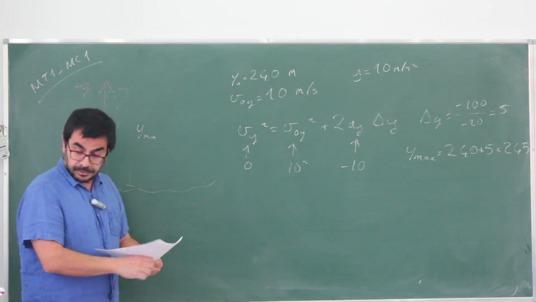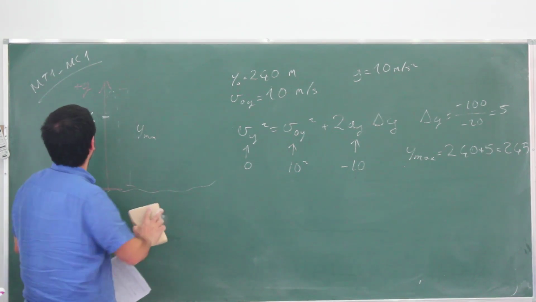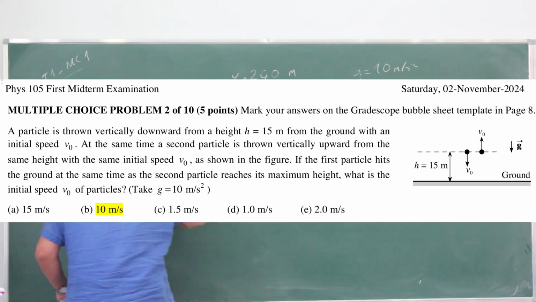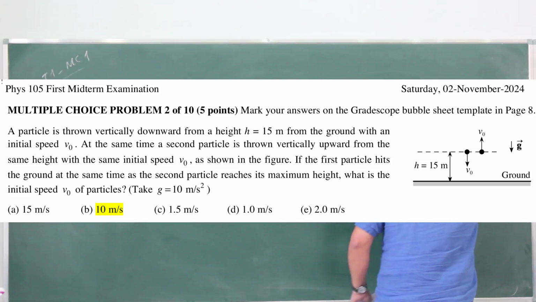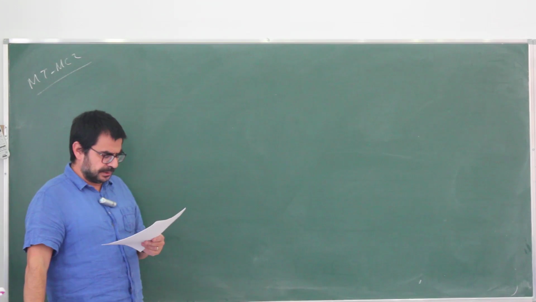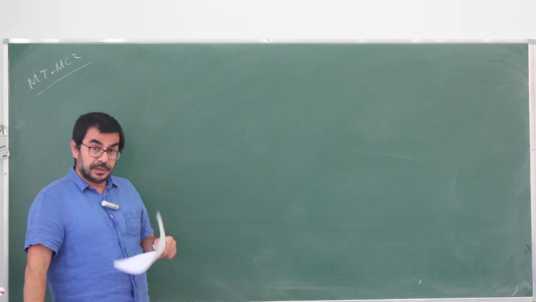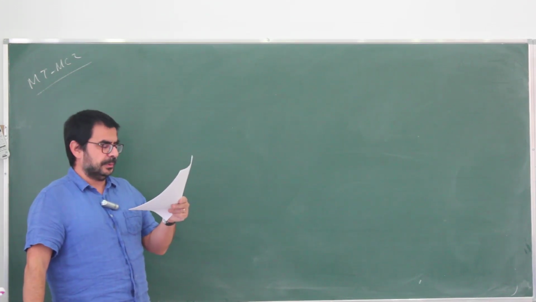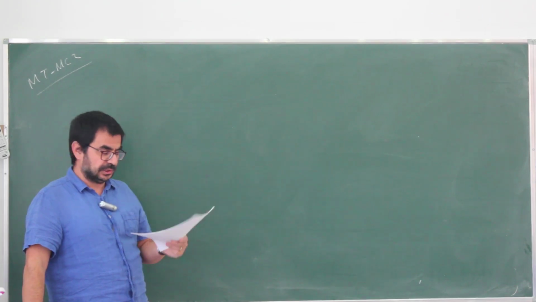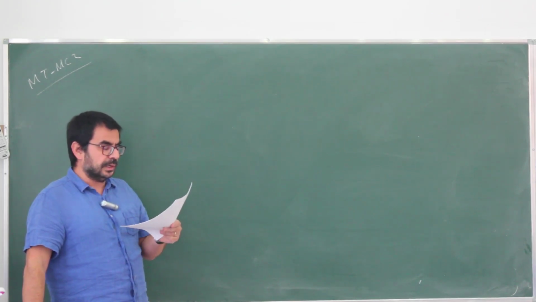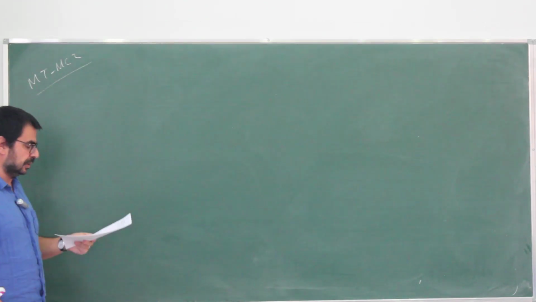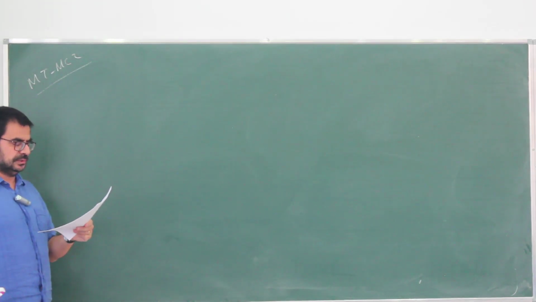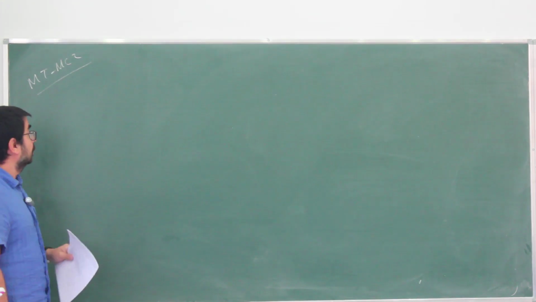Now let's look at another problem. Here we have two particles. One is thrown vertically downward, one is thrown vertically upward, both from a height of 15 meters at the same time. And when the second particle reaches its maximum height, the first particle hits the ground. We are asked what initial speed is required for this to happen.